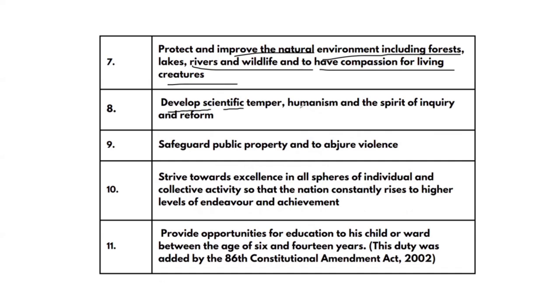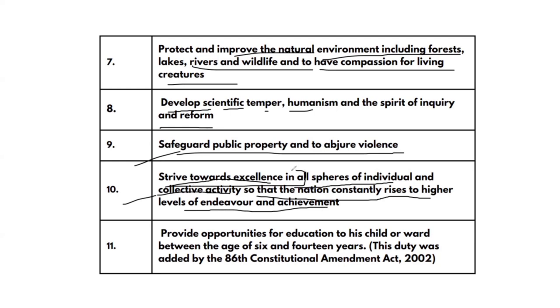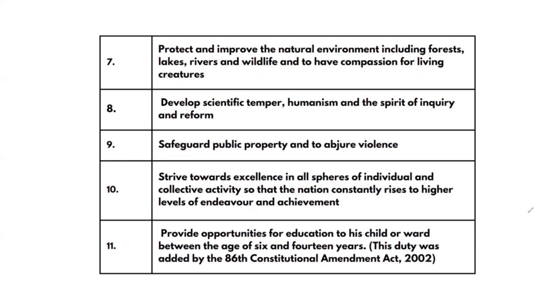Next is to develop scientific temper, humanism, and the spirit of inquiry and reform. Ninth is to safeguard public property and to abjure violence. Tenth is to strive towards excellence in all spheres of individual and collective activity so that the nation constantly rises to higher levels of endeavor and achievement. So you have to strive towards excellence, which means you have to be good in all spheres, and in collective activity too, so you can rise to higher levels of endeavor and get higher achievements in whatever you are doing.